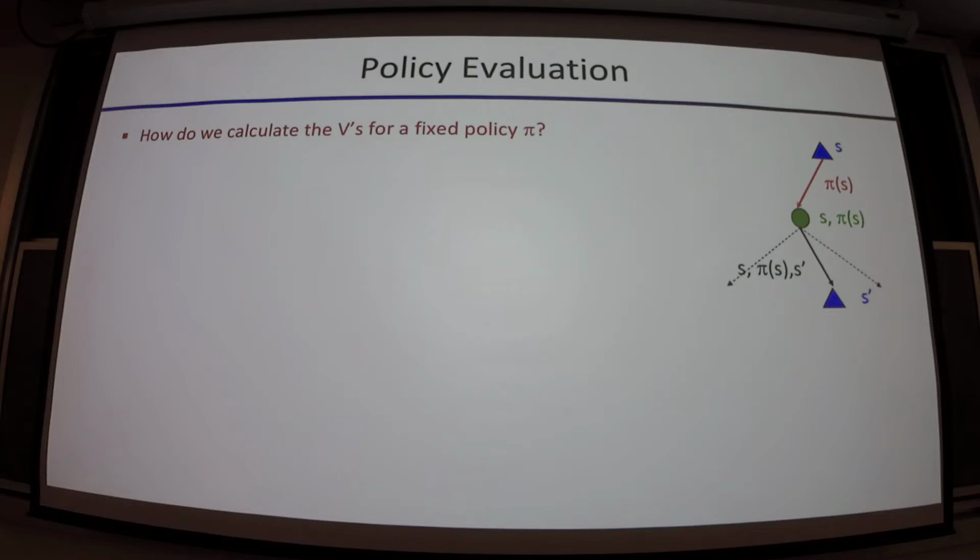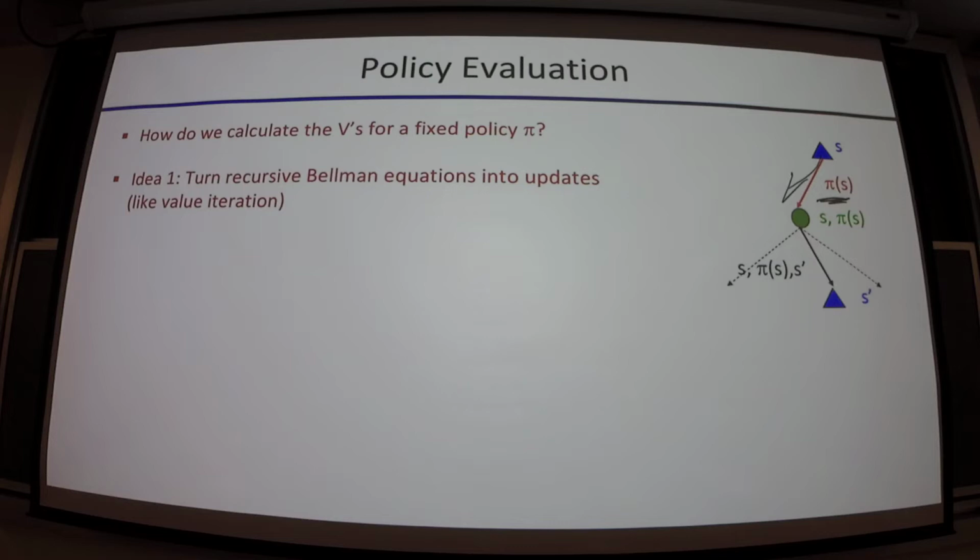The values are defined with respect to the policy, so if we're given the policy, we should be able to calculate the values. So this looks the same except we're not maxing over some set of actions. That action is described for us by the policy. We touched on this a little bit last time, but the idea is that we turn these recursive Bellman equations into updates, similar to how we did in value iteration. But now instead of v star, we're doing v pi.